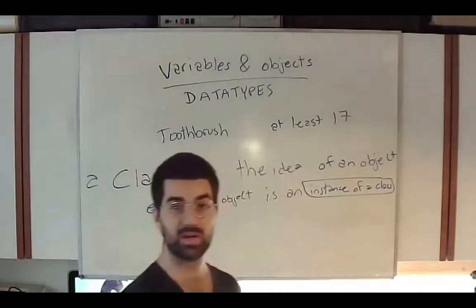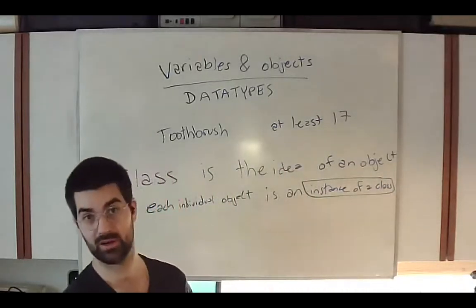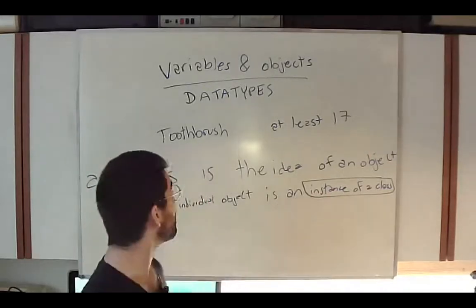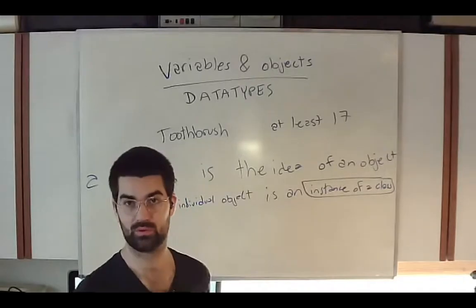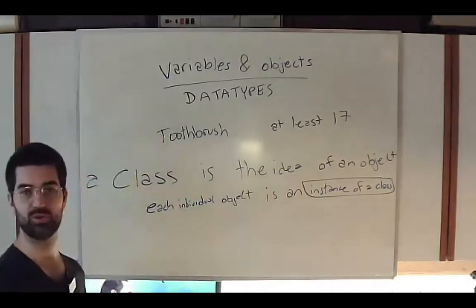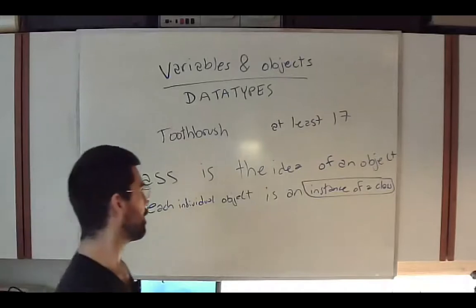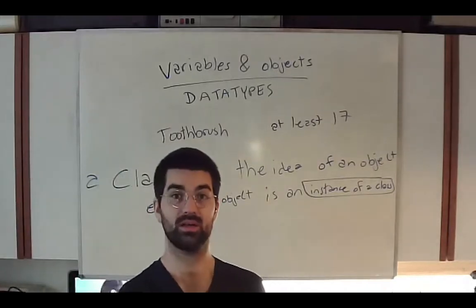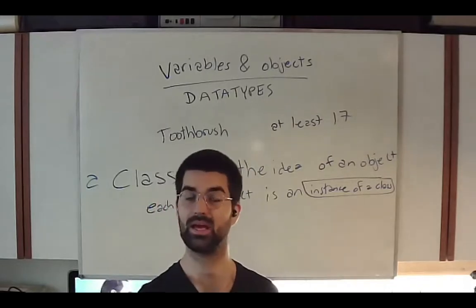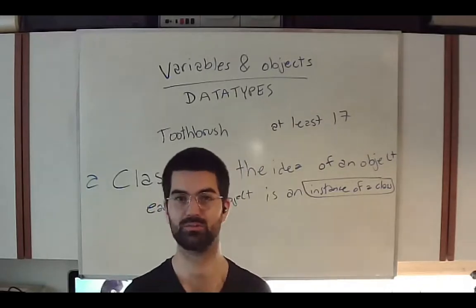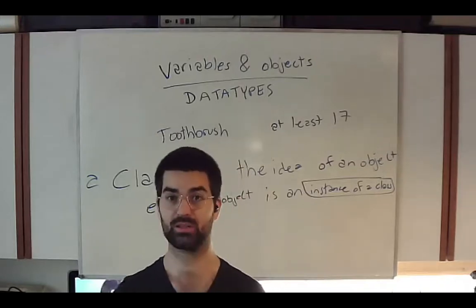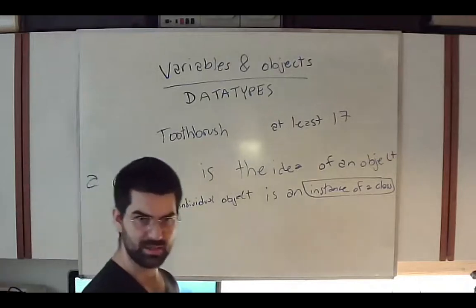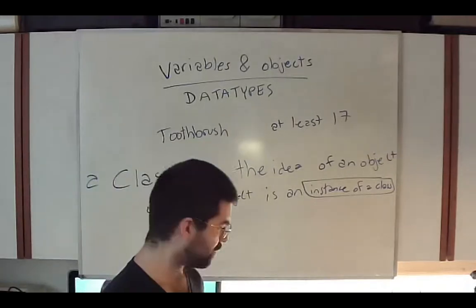So instance of a class, that's something that we definitely want to get into your notes as well. That's a very important concept because in our pseudocode that we wrote, we were saying that we had an object named toothbrush. But it might make more sense to think about toothbrush as the class and Bryce's toothbrush as the object that we're using. All right, does that make sense, I hope? Does anyone have any questions so far?